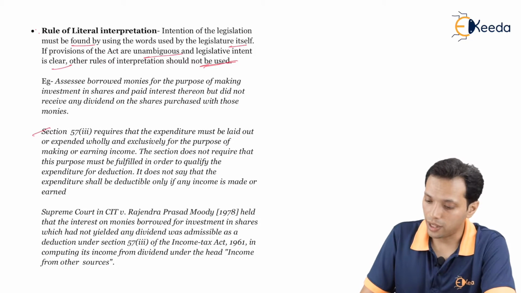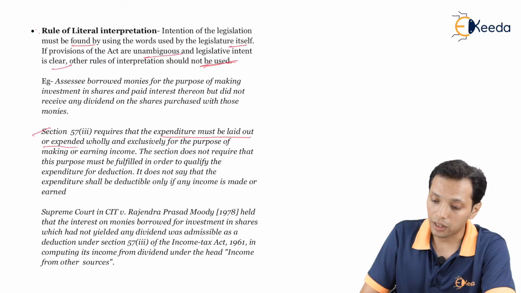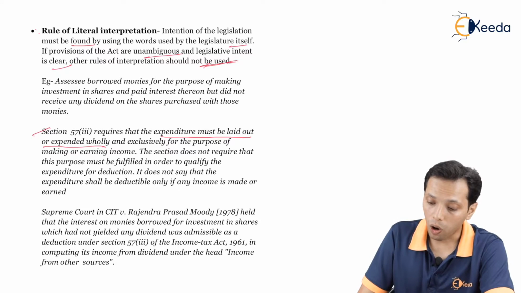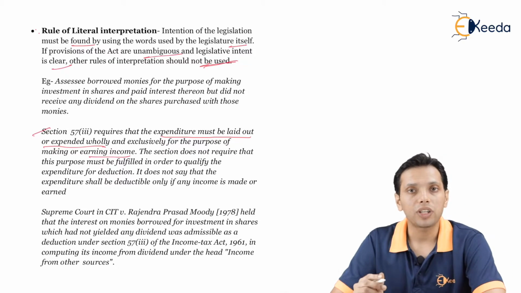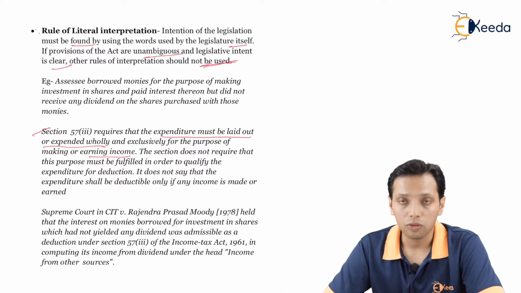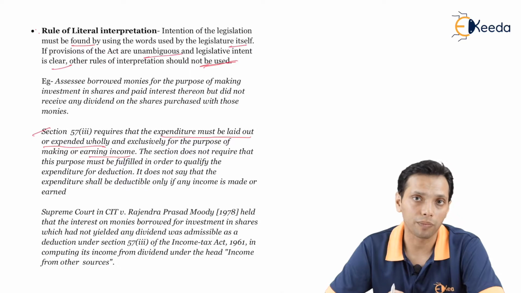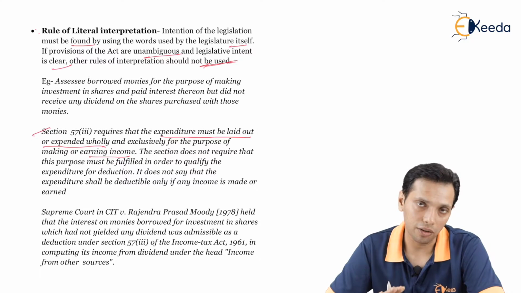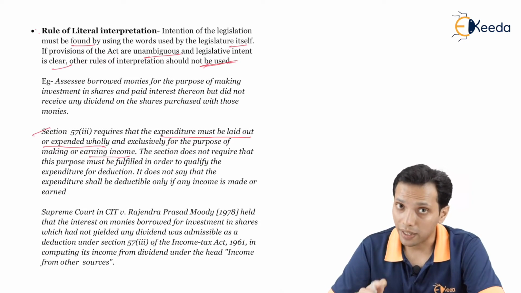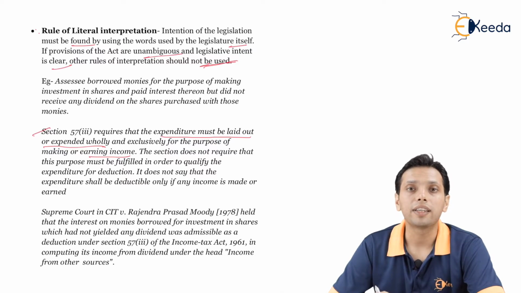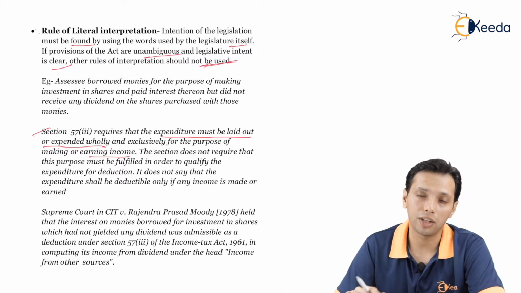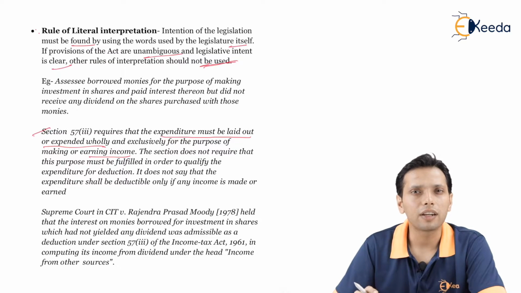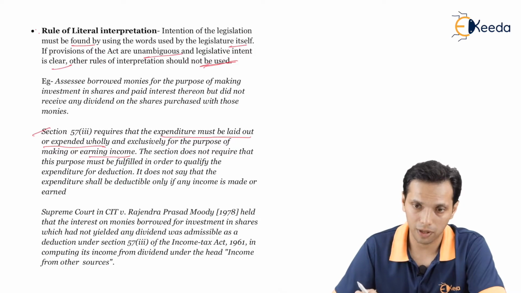Section 57 requires that expenditure must be laid out or expended wholly and exclusively for the purpose of making or earning income. If you read the first three lines, expenditure must have been laid out or expended for the purpose of earning income. So he has expended the interest expense. The only thing is he hasn't received any dividend income. So would the deduction be allowed as per Section 57?